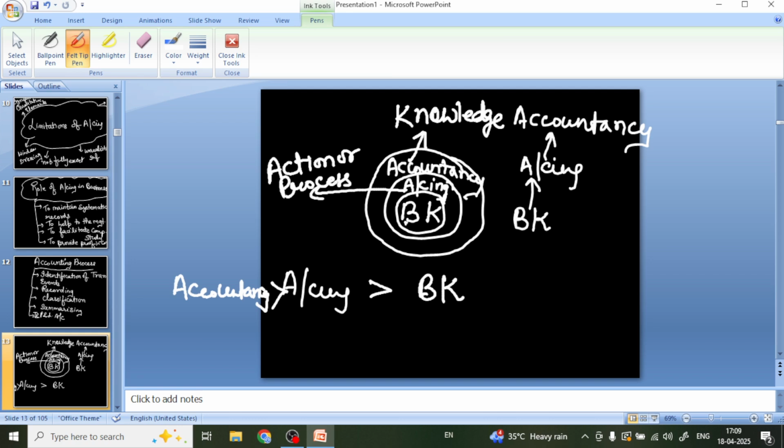Accountancy. Now, what is the difference between accounting and accountancy?